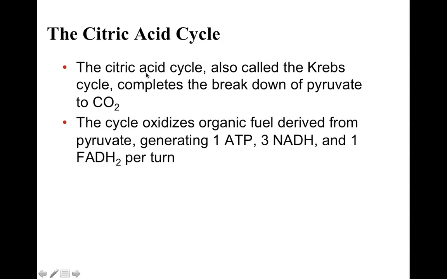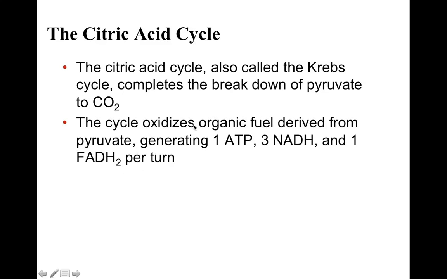So here we see the citric acid cycle, also called the Krebs cycle, completes the breakdown of pyruvate to CO2. So we've lost 1 molecule of carbon dioxide in the pyruvate oxidation. So 1/3 of the carbon dioxide that you breathe out comes from that step, the pyruvate oxidation. The other 2/3 of the carbon dioxide that you breathe out is coming from the Krebs cycle. Now, I still haven't told you where the oxygen that you're breathing in is going to go. We're going to get to that. It happens at the end.